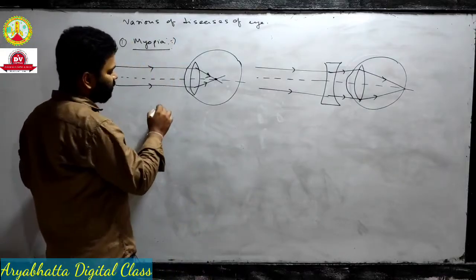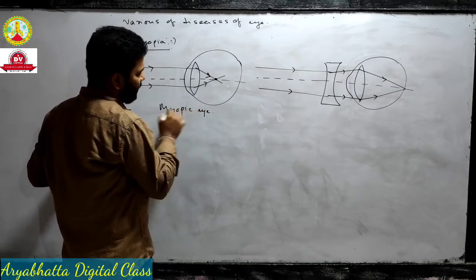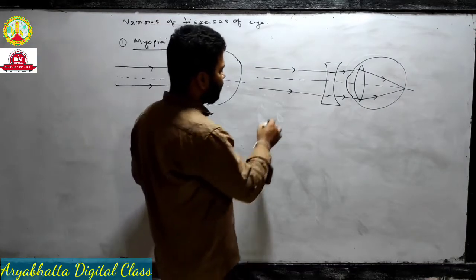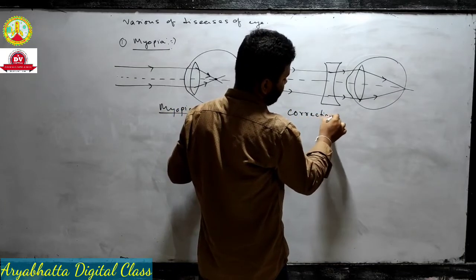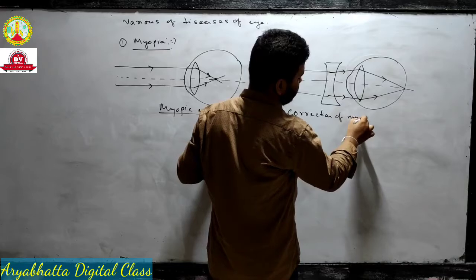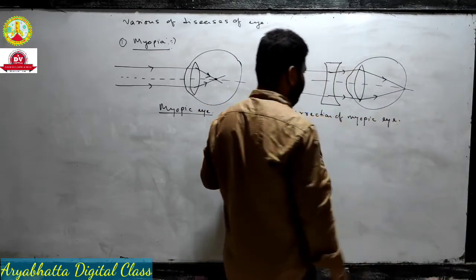So this is nothing but a myopic eye. This is called a myopic eye, and this one is the correction of myopic eye. In the exam they used to ask about the correction of myopic eye, so you simply draw this diagram. Correction of myopic eye, okay?